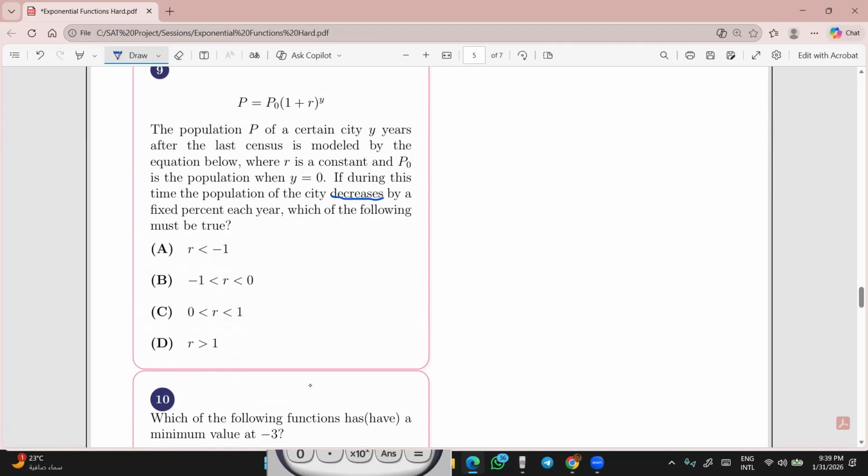Decreases means 1 minus something, not 1 plus something. What does this mean? This means r must be a negative number. 1 plus something negative, like negative 0.5, is the same as 1 minus 0.5, which makes it decrease. So whenever the word decreasing is given, this number should be less than 1. How can this number be less than 1? 1 plus r should be less than 1 because the word is decreases.